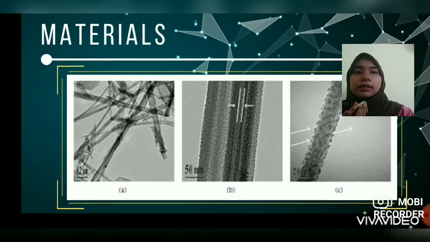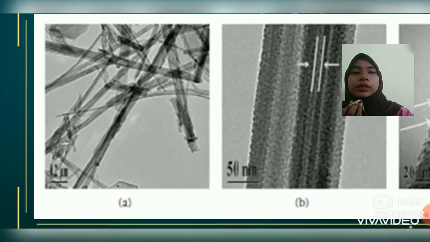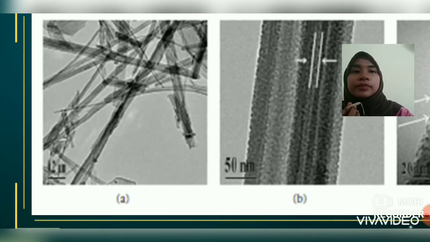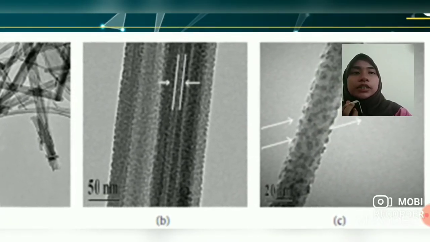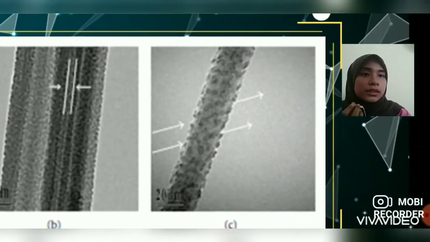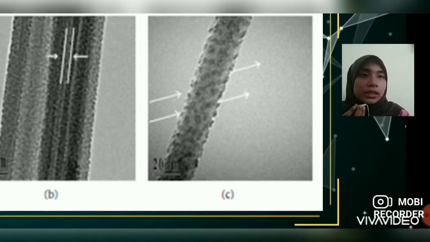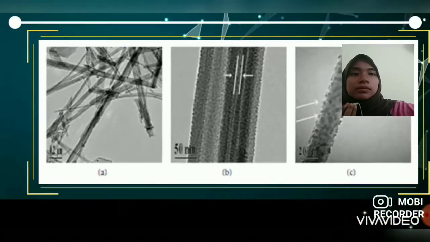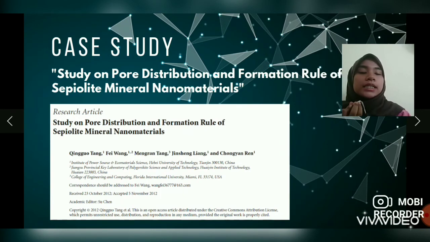As you can see in A, the sepiolite samples are fibrous mineral materials within a diameter of 60 to 100 nanometers. And for B, as you can see, it has a prismatic shape of sepiolite samples with an uneven surface. And C, there exists a prominent distance of microconvex. This is the result shown by these articles.